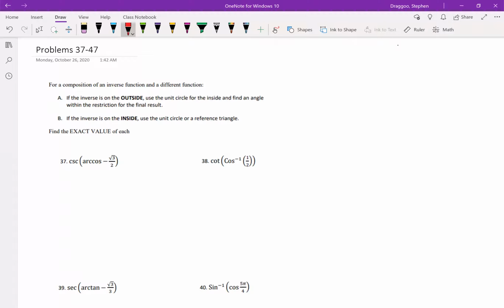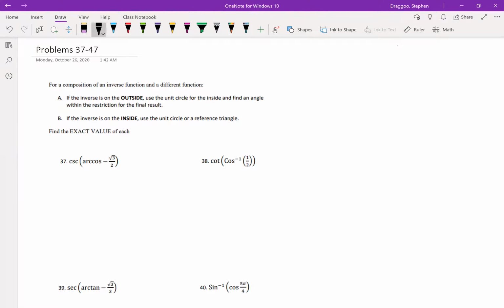So on this first one, problem 37, we're trying to get the cosecant of the arc cosine of negative root 3 over 2. So keep in mind that anytime we take the inverse cosine or the inverse sine or the inverse tangent of any number, the result that we get is an angle. So really, I'm just taking the cosecant of some angle. And that inside looks to be solvable.